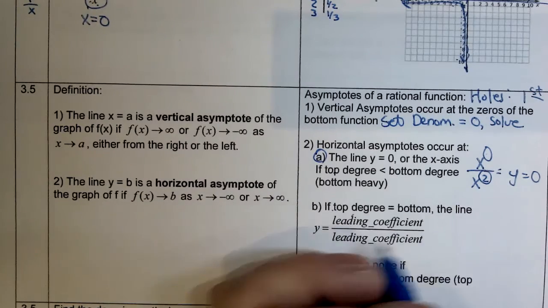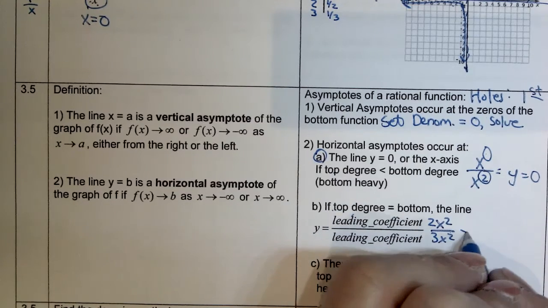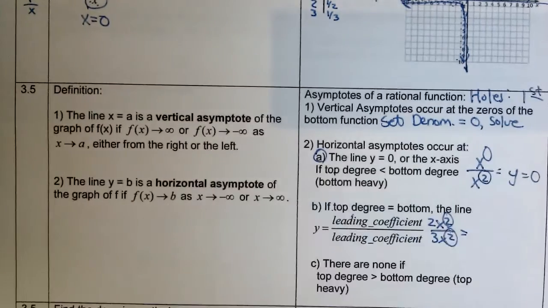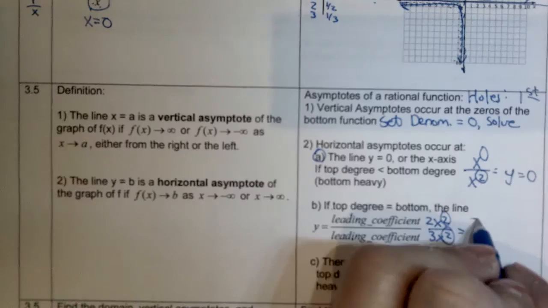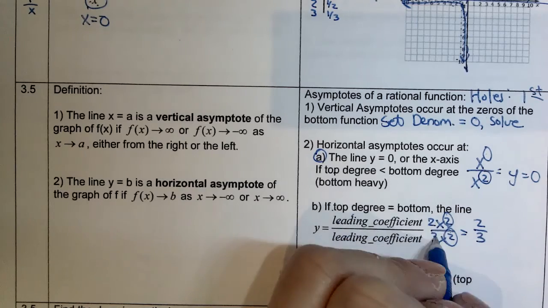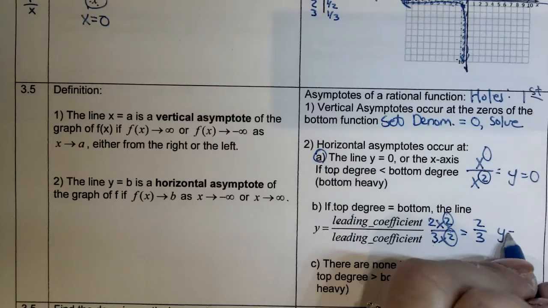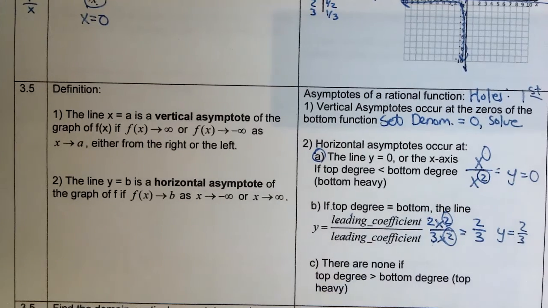If the two degrees are the same, so I have a 2x squared over a 3x squared, okay, so these exponents are the same, then it's just going to be the leading coefficient over the leading coefficient. So it's going to be this fraction here. Okay, so it's going to be the line y equals 2/3.